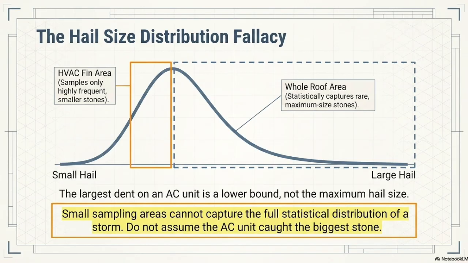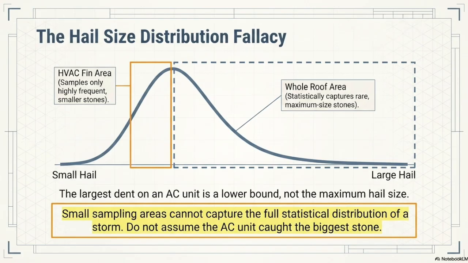It comes down to surface area and the probability distribution of a chaotic event. Let's visualize the math. A severe hailstorm passes over a house. It drops millions of hailstones. But those stones do not fall in equal proportions. They come in different sizes. They follow a statistical bell curve that is heavily skewed toward the smaller end. Meaning there is a lot of small stuff and only a little bit of big stuff.